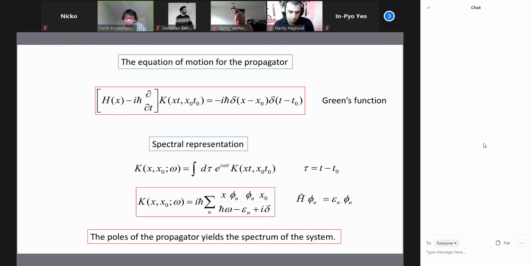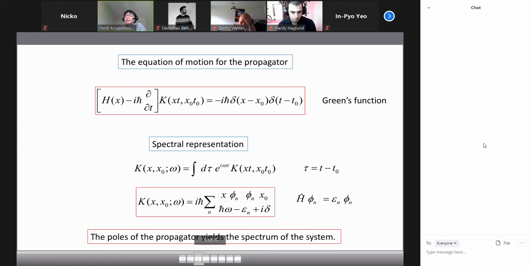What I would like to do next is to consider the equation of motion of the propagator. This propagator fulfills an equation of motion, as we might expect, because the time evolution operator fulfills the time-dependent Schrödinger equation. So this propagator should also fulfill the time-dependent Schrödinger equation. And you'll see that because of the presence of the theta function, we will get this delta function here on the right hand side. If this was 0, that would just be the Schrödinger equation.